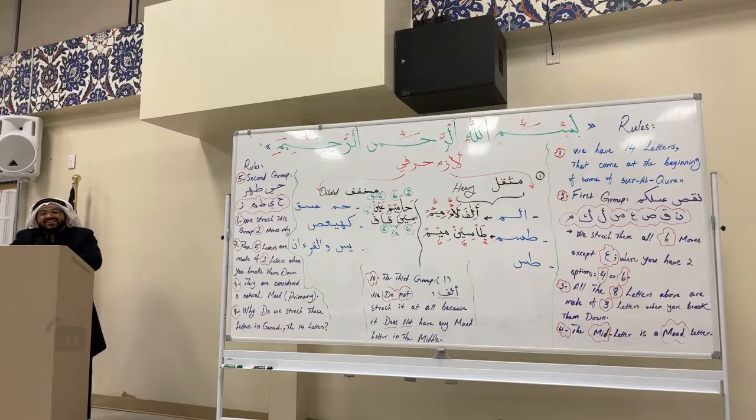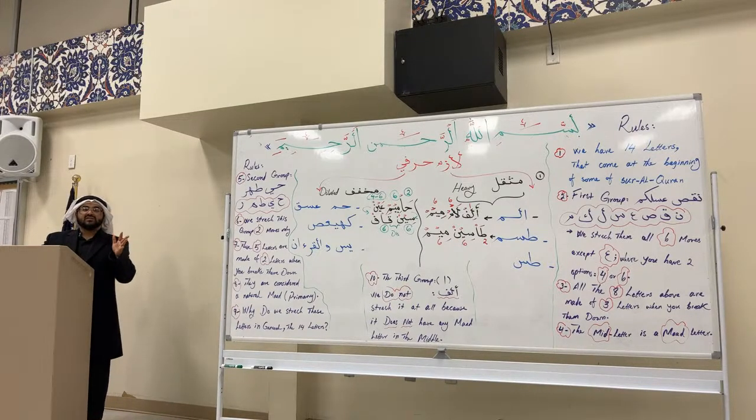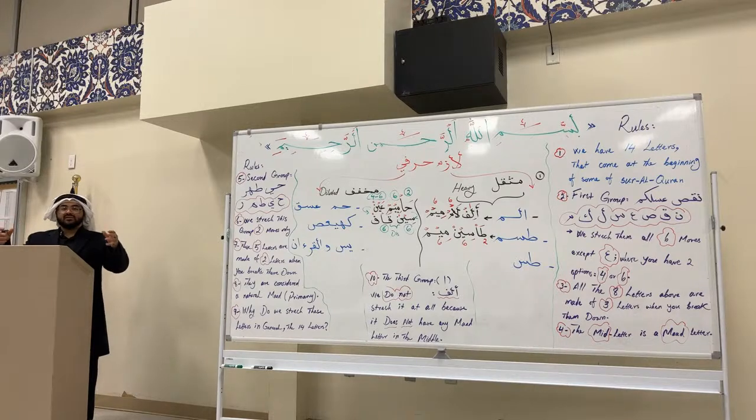So it comes after a mad, the letter of mad, and it's followed by a letter that has a sukun, and it's an original sukun. Where does it come? After the letter of mad. So it's basically a letter of mad followed by a letter that has sukun asli. Asli means the sukun is original.